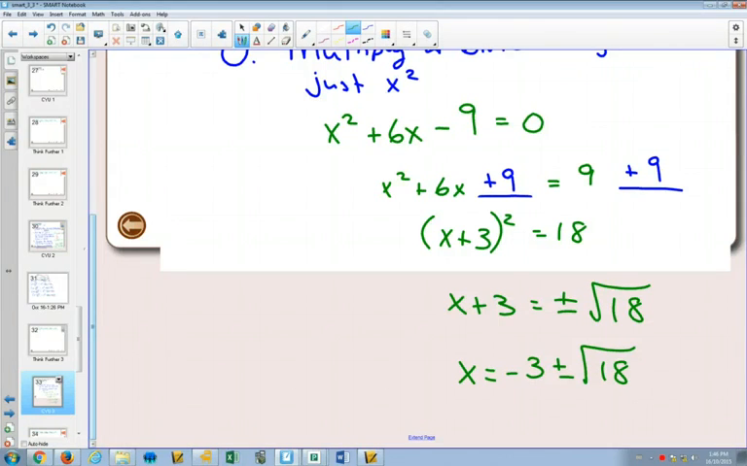There are 2 answers here. It's negative 3 plus the square root of 18 is one answer, and negative 3 minus the square root of 18 is our second answer. I asked myself, can I simplify this further? The square root of 18 is the square root of 9 times 2, so yes, this is 3 root 2.